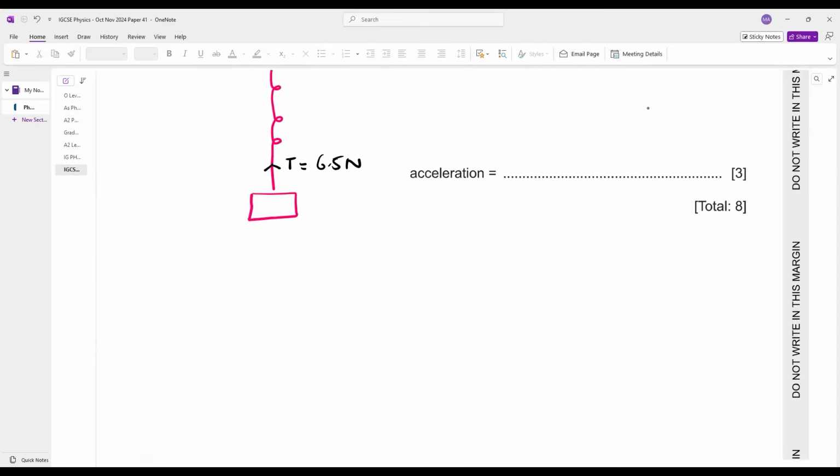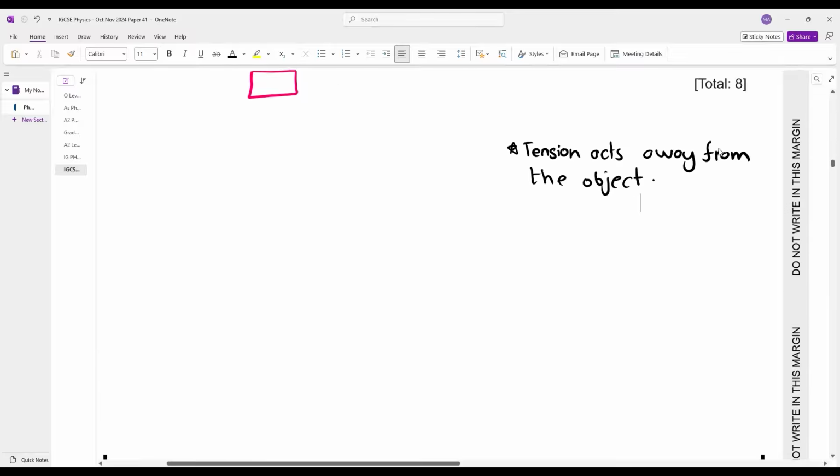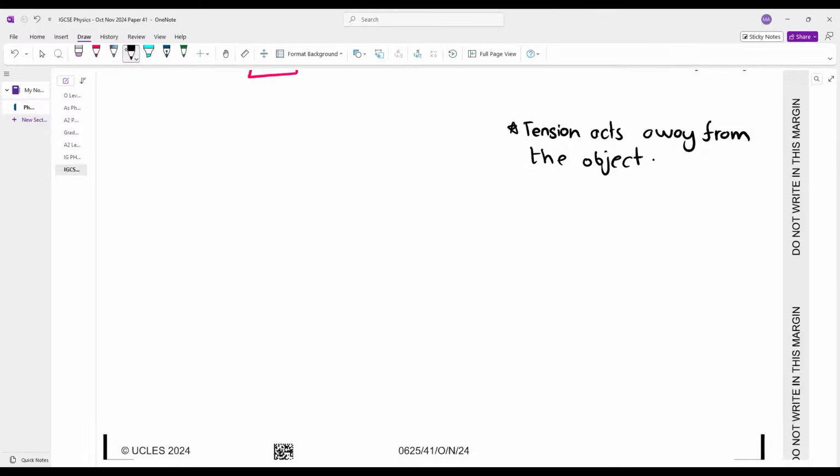Always remember, tension acts away from the object. You can write a key point here: tension will always act away from the object. So if you have an object like this, attached to a rope, tension will act away from this object.